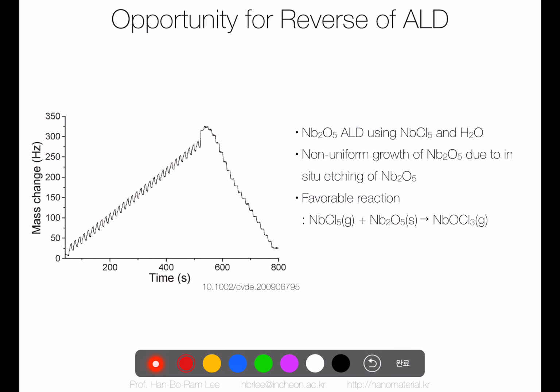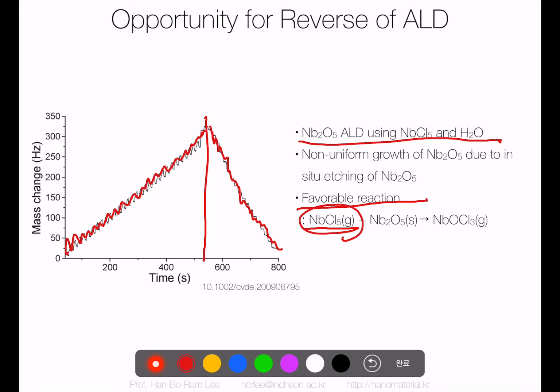As I explained before, one requirement for the ALD precursor is that there is no etching during the ALD reaction. This is an interesting report from Professor Ritala's group in Helsinki. They measured some increase of mass during the ALD process, but after a specific number of cycles, the mass decreased. It looks like a real etching process, for niobium oxide. The favorable reaction is with niobium chloride, and the niobium oxide is changed to niobium oxychloride, which is a gas phase. That is flying away.